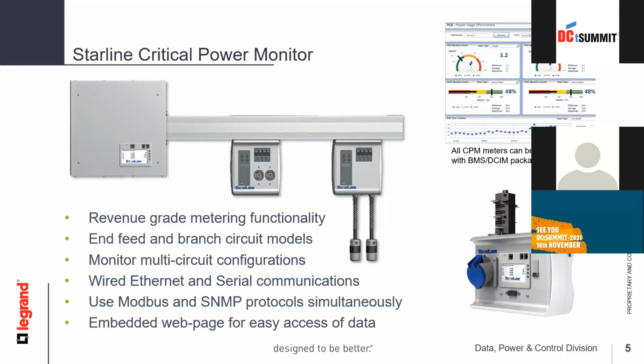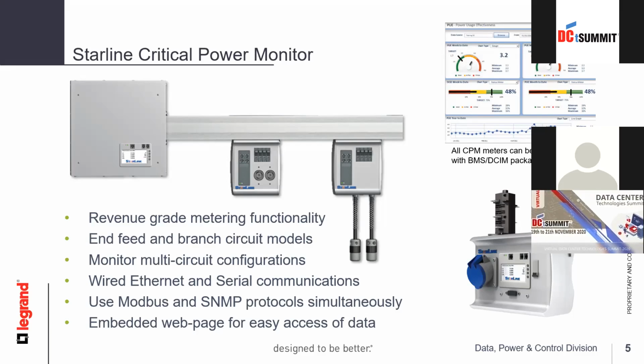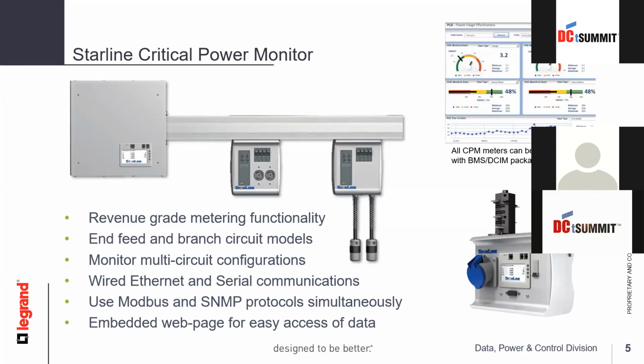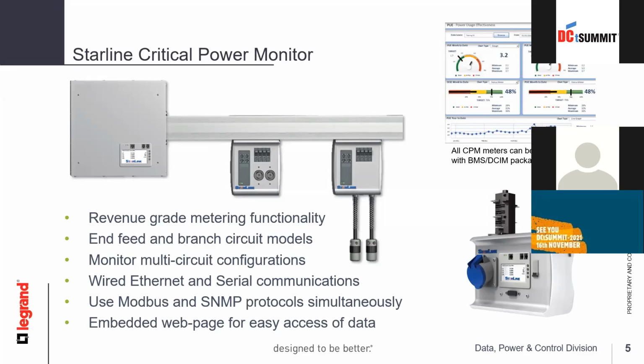Communication to the BMS or DCIM can happen via wired Ethernet or via serial communication, such as Modbus RS485 kind of protocol. Also, the option is to use wireless, which can be a third-party proprietary protocol, or can use an open protocol such as a Wi-Fi protocol. Also, there is an option to use Modbus and SNMP protocols simultaneously, which is quite an advantageous option. It also has an embedded web page for easy access of data.